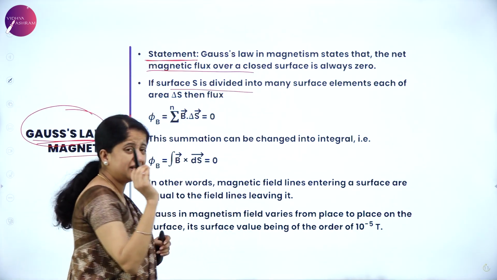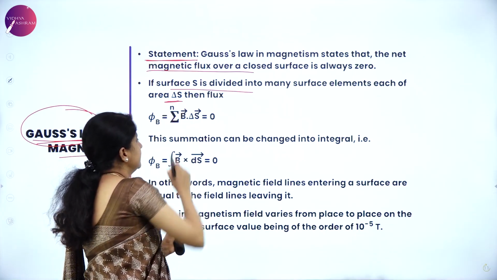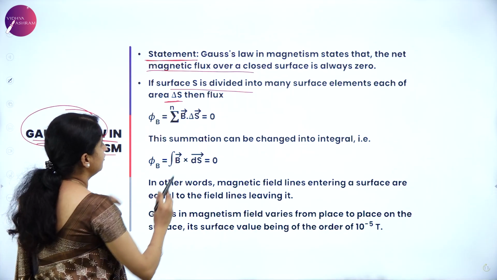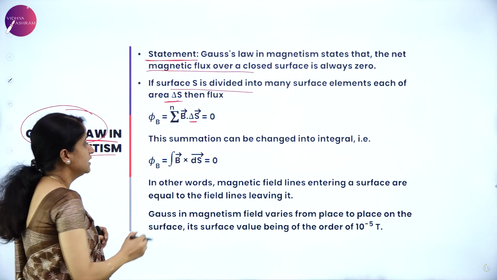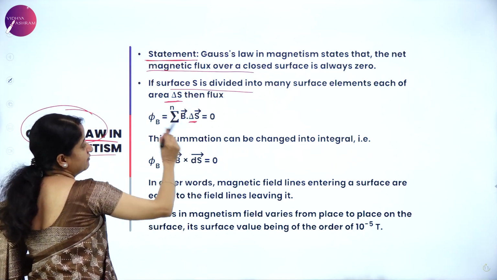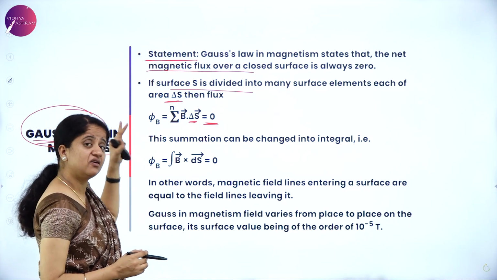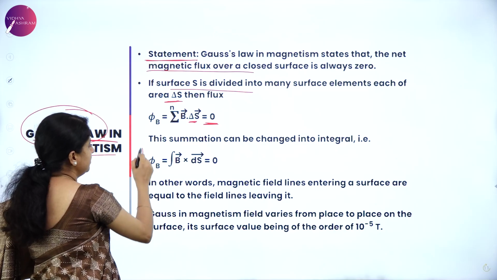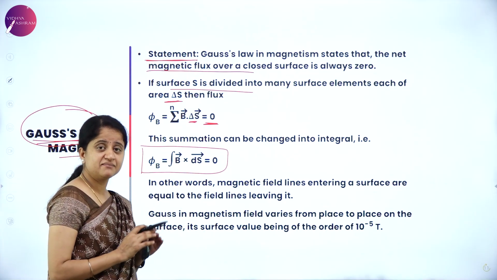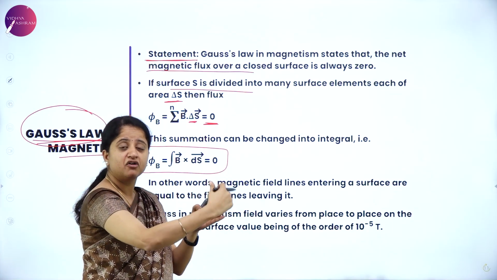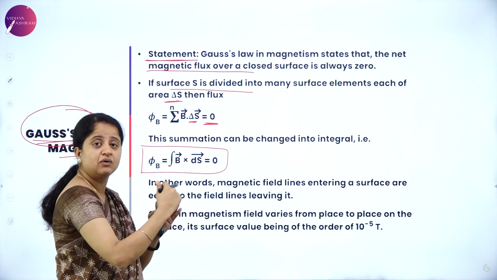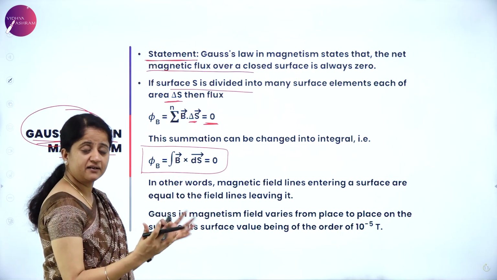If the surface is divided into many small surface elements such as delta S, then the magnetic flux, denoted by phi B, is the summation of the magnetic field lines passing through each small area element. If you sum all of these over every small area element, you get the net magnetic flux, which is equal to zero according to Gauss law. This summation can also be represented by an integral: phi B is equal to the integral of B dot dS, which equals 0. In other words, the number of field lines entering the surface equals the number of field lines leaving the surface, so the result will be 0.